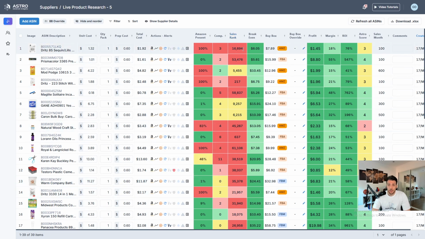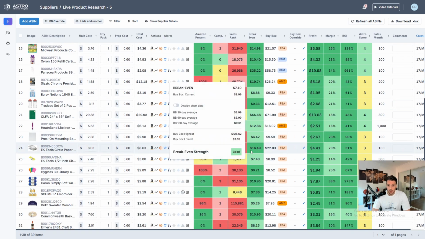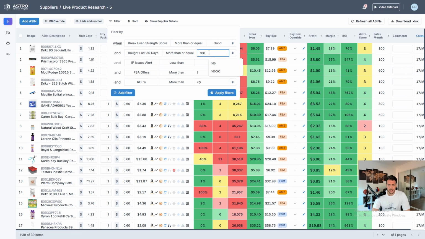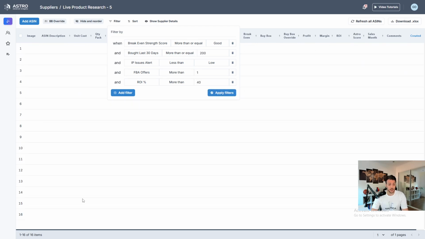Now I do see some slow selling, low volume ASINs. So let's actually just focus on the ones that sell in high volume. Let's go ahead and increase this filter and make this 200, because I don't want to sell products that only sell 20 or 30 units a month. Considering the competition, I want to sell products that sell much higher volume, at least 60, 70 units per month. So from 39 it will be a lot less, maybe 10 or 15 products, and let's just focus on those 10 or 15 ASINs. There we go, 16.